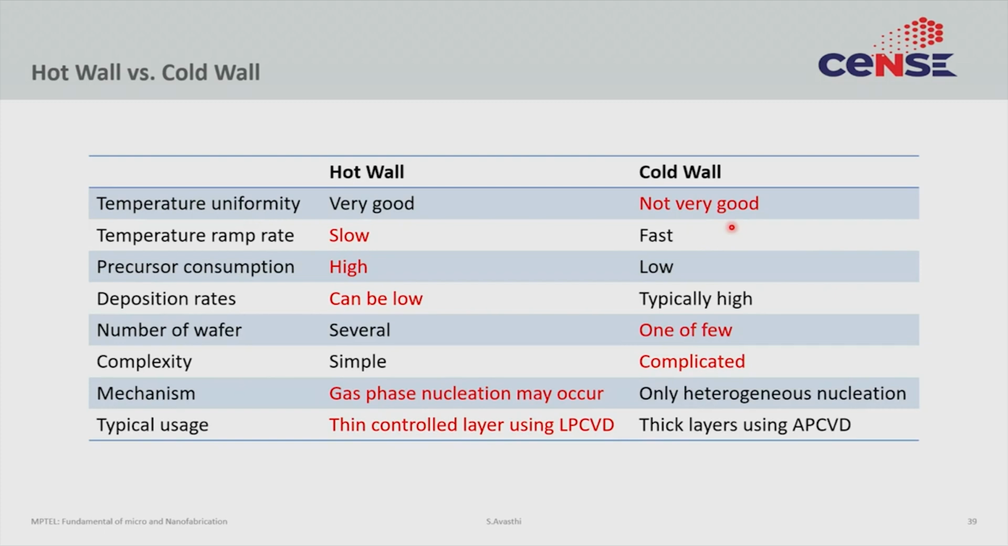Cold wall reactors tend to be a little more complex, partly because the temperature is a little more complex to measure and to control. Hot wall reactors are simple furnaces, which are very easy to get.